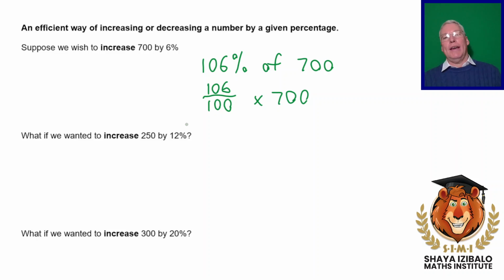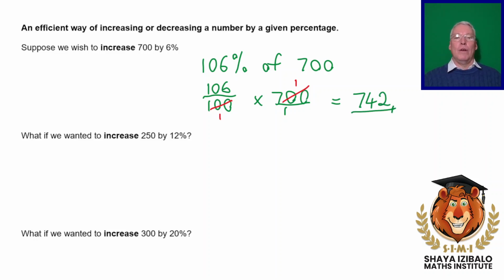And what actually happens here, if we want to, we can do this without a calculator. Remember that this 700 is 700 over 1. All right, so we can simplify and then multiply. So we can divide by 100 on the top and by 100 on the bottom. Now we've got 7 times 106. And 7 times 106 is not all that difficult to do because 7 times 100 is just 700. 7 times 6 is 42. And our final answer is 742.